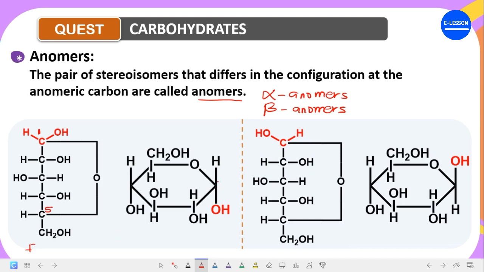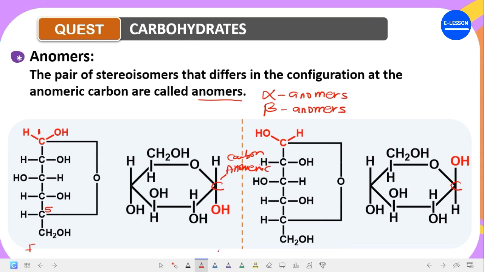Note that where you decide where you have the anomeric carbon is this, right? And they say a pair of stereoisomers that differ in the configuration at the anomeric carbons are called anomers. So the only place you should be looking at to determine the anomers is this carbon here, because this is the anomeric carbon. Okay? This is the anomeric carbon. Now coming here also, here's the anomeric carbon.